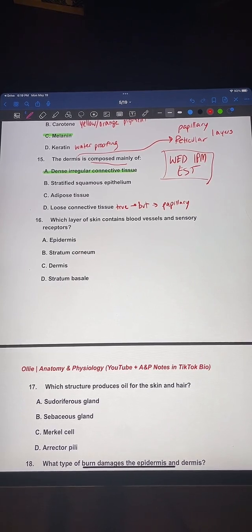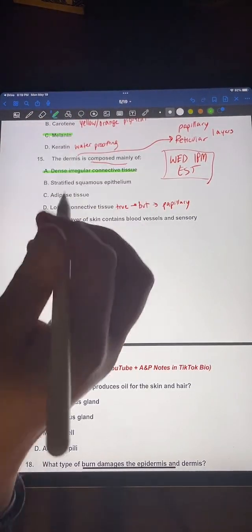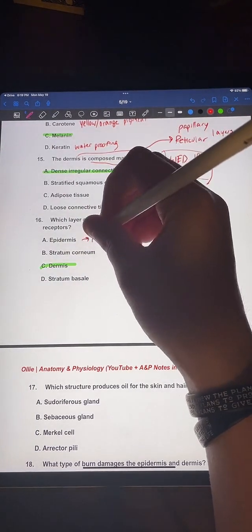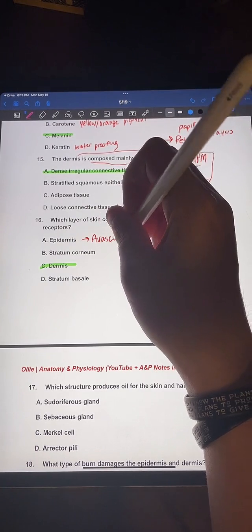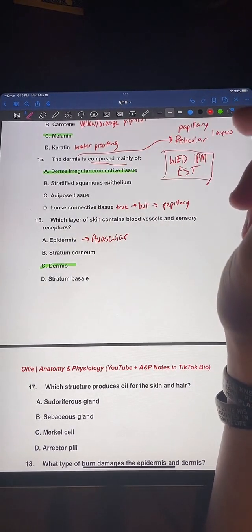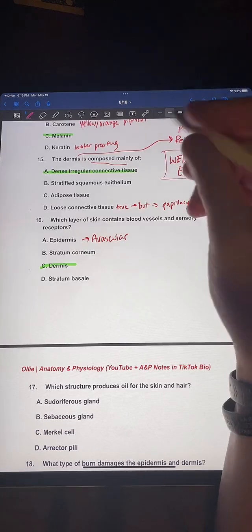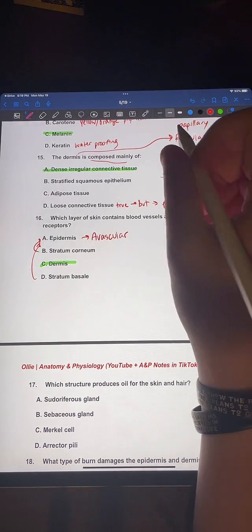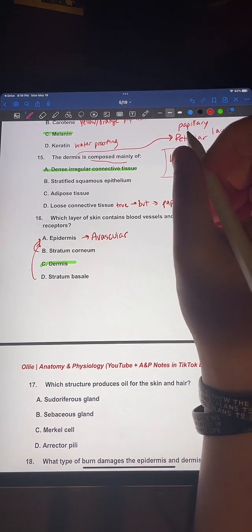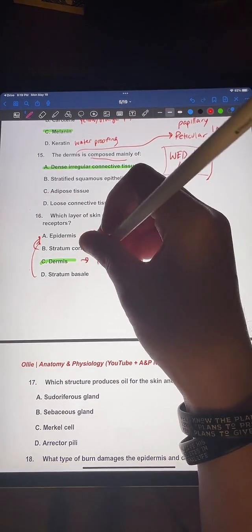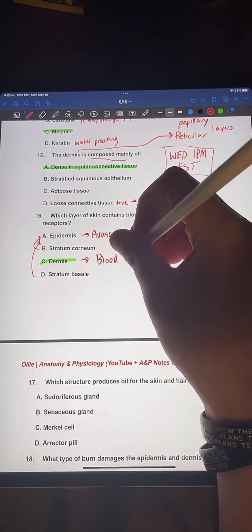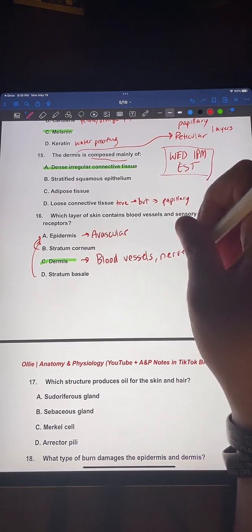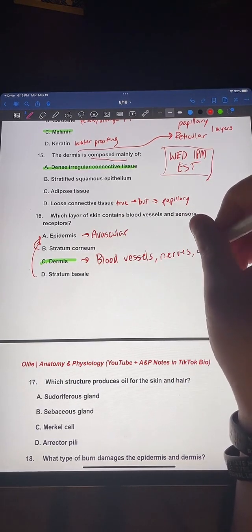Fantastic. It is C, the dermis. Remember that the epidermis is avascular, meaning it has no blood vessels. Stratum corneum is part of the epidermis, and the stratum basale is also part of the epidermis. The dermis has our blood vessels, our nerves, and our glands.